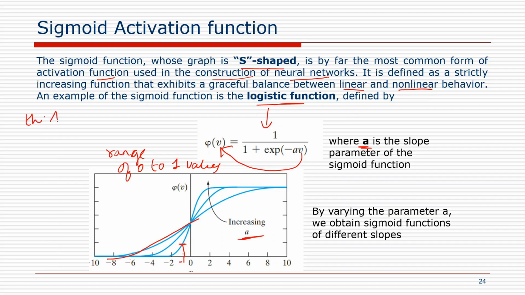The threshold activation function gives only two outputs, 0 or 1, always. Only two outputs will be there. But the sigmoid activation function is not like that. It gives any value in between 0 and 1. Whenever we want this kind of output, we use the sigmoid activation function.